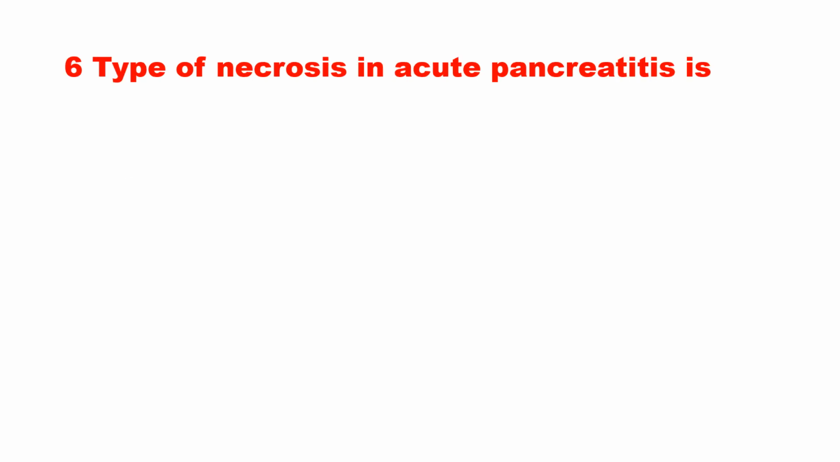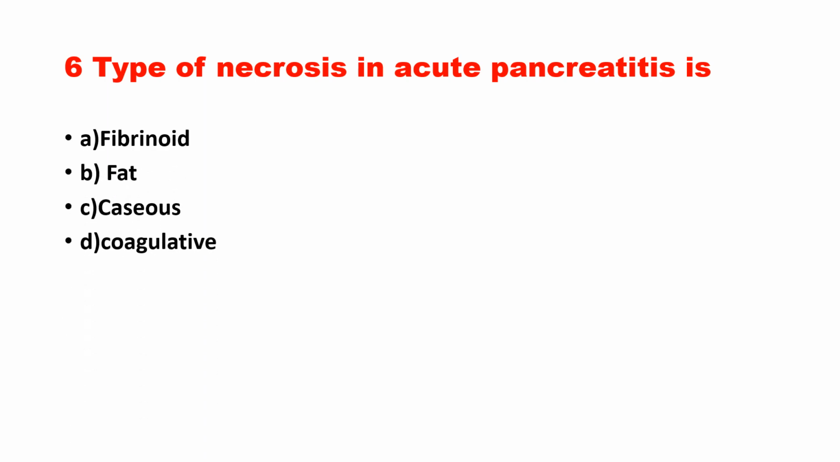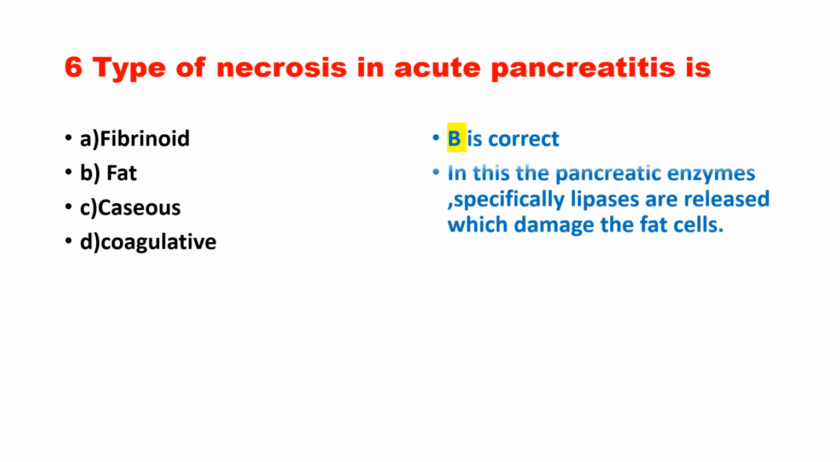Type of necrosis in acute pancreatitis is A. Fibrinoid necrosis, B. Fat necrosis, C. Caseous necrosis or coagulative necrosis. B is the correct answer. What happens in acute pancreatitis is the pancreatic enzymes are released, and most important are the lipases, which are destructive, and then they cause the fat necrosis. Lipases destroy the fat.